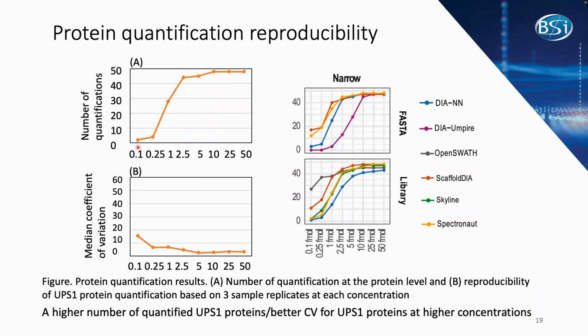The same criteria apply at the protein level. For one protein to be quantifiable, an intensity had to be measured in all 3 replicates. Similarly, a higher number of UPS1 proteins were quantified as the UPS1 concentration increased. On the other hand, the median CV dropped when the concentration increased. And when comparing the quantified protein numbers in PEAKS 11 to the numbers reported in the paper, the quantified protein numbers in PEAKS 11 are close to what were reported from DIA-NN in the paper.